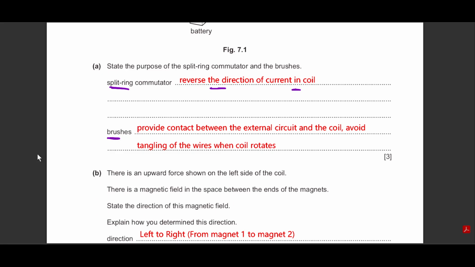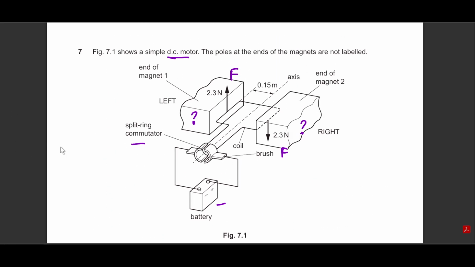It says why we have connected the brushes. They provide contact with the external circuit and avoid tangling of the wires. You see, if there were no brushes here, the wires would be permanently connected to these terminals. As the coil rotated, these wires would start tangling at this point. So we can't allow that.